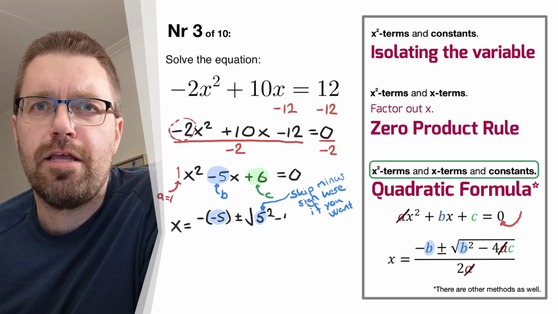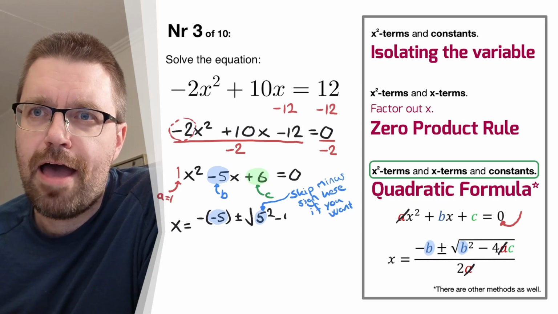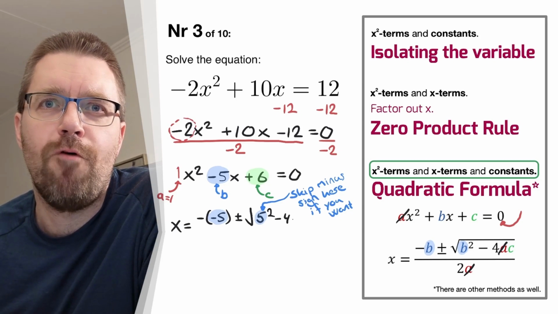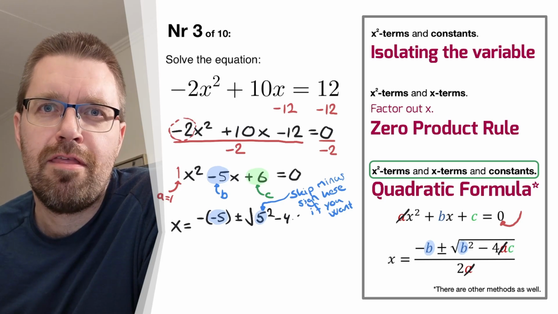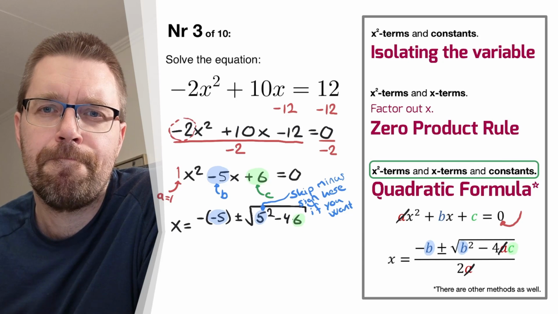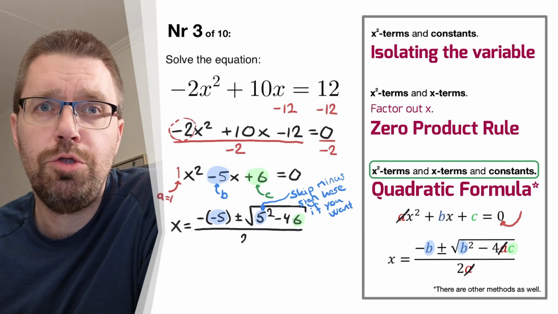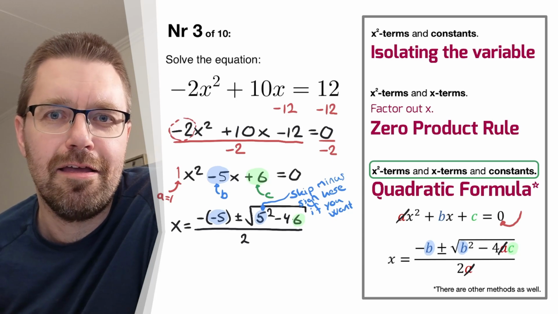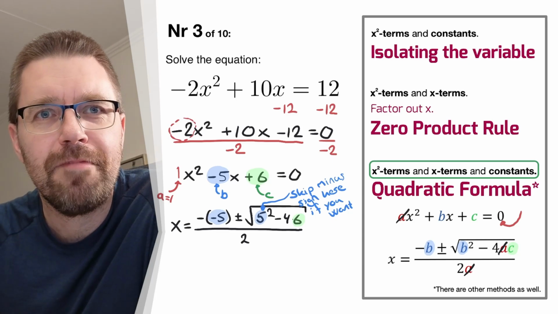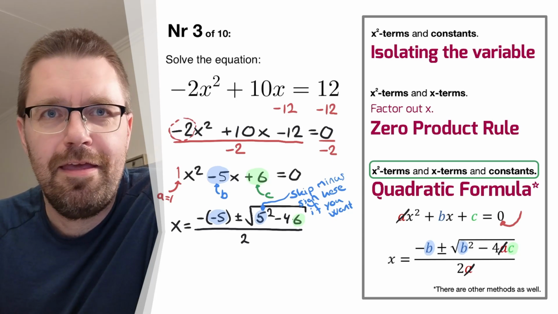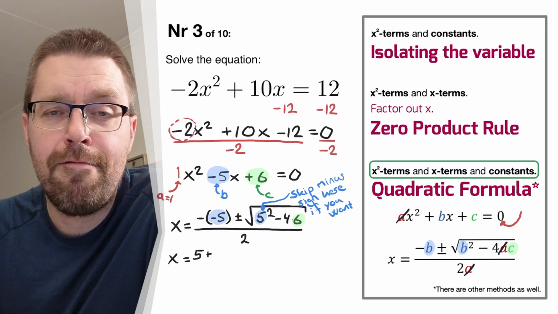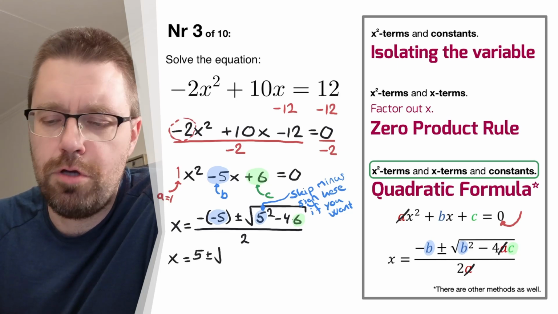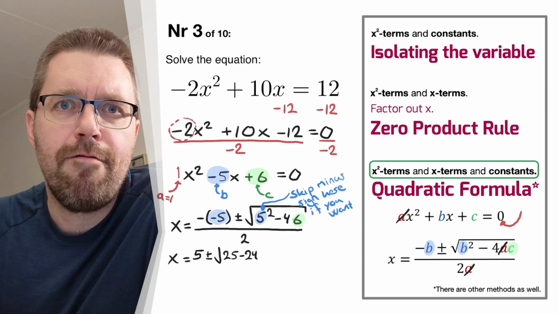So you can just write it like 5 squared or 25. And then minus 4 times our 6, which is c, like this. And then I divide by 2, because 2a equals 2 when a is cancelled. So this will be 5 plus minus square root of, we have 25 minus 24, and then divide by 2.